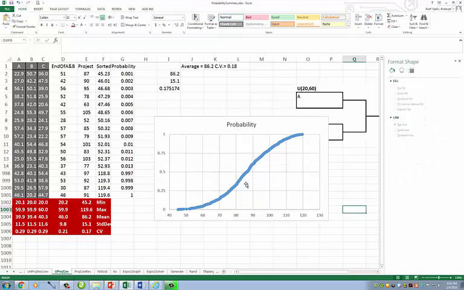There is 50% probability that I can finish this project in around 88, 87 days, 25% probability around 75 days, 75% probability around 98 days. There are, say, 80% probability that I can complete the project under 100 days.